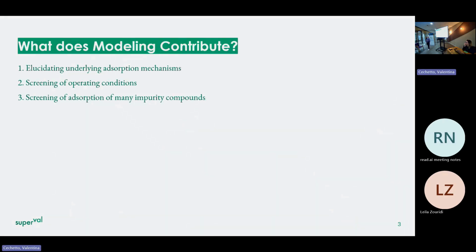So how can modeling contribute in general, but also in this project? It can help in understanding absorption mechanisms in MOFs. We can also screen very fast and efficiently because computations are generally cheaper than experiments. So we can screen many different operating conditions and many compounds that might be difficult to use in a lab or just in general cost a lot of time.